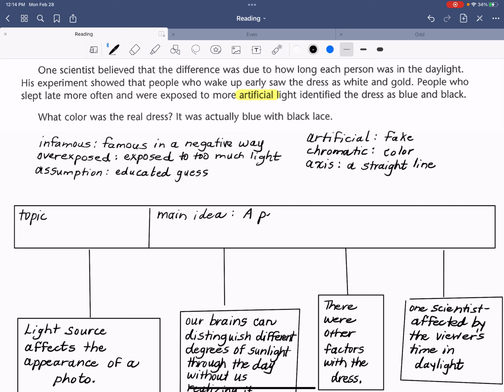A person's perception of color can depend on several factors. This is not just explained by one particular factor. This is something that there are lots of variables involved in how we perceive color.